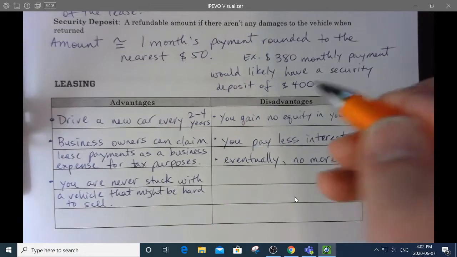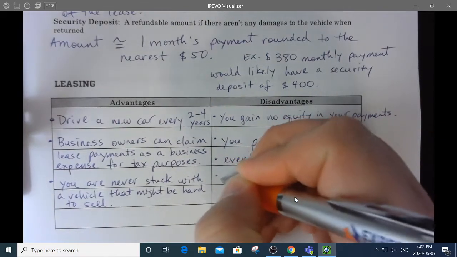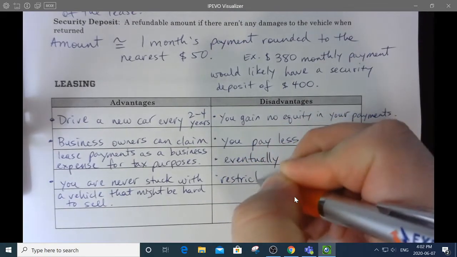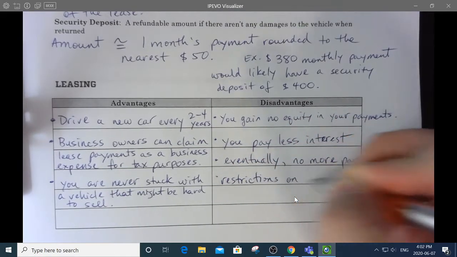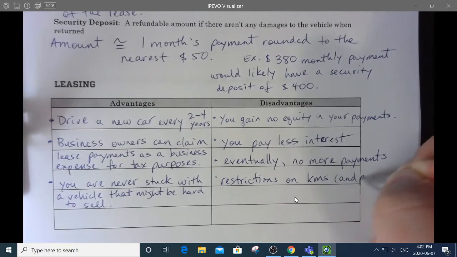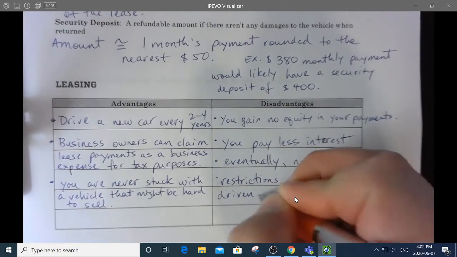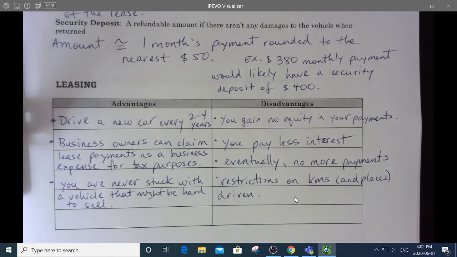One of the disadvantages to leasing is you can have restrictions on kilometers and places driven. In other words, if you are renting a vehicle and you decide you want to take some long trips and drive to Florida and back, you will likely go over the number of kilometers that your contract says you're allowed to drive it.